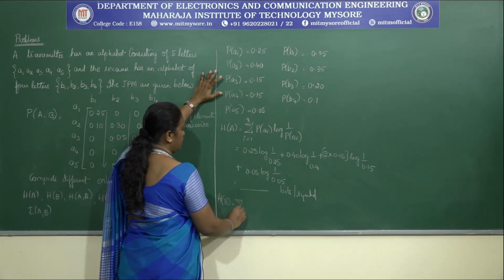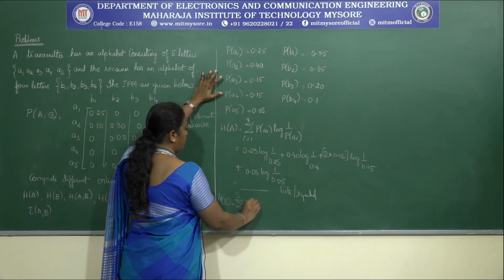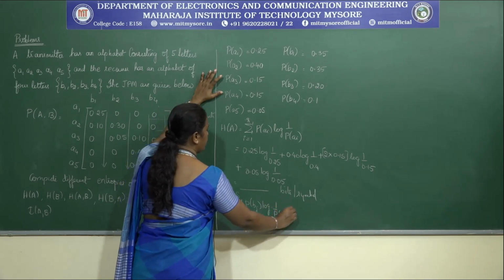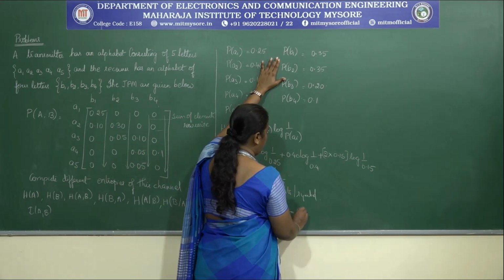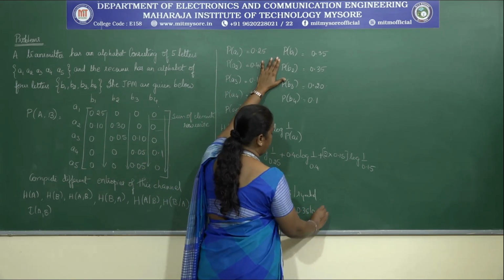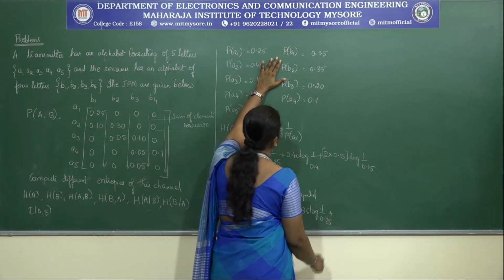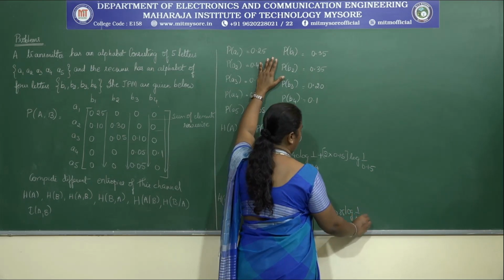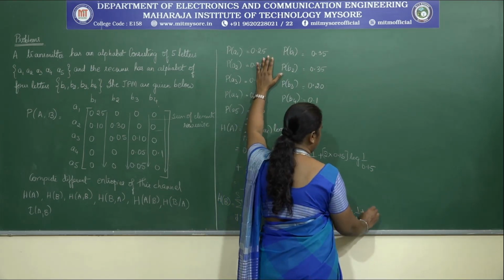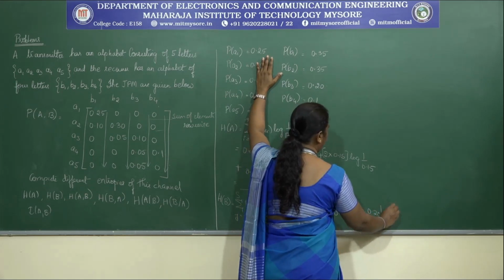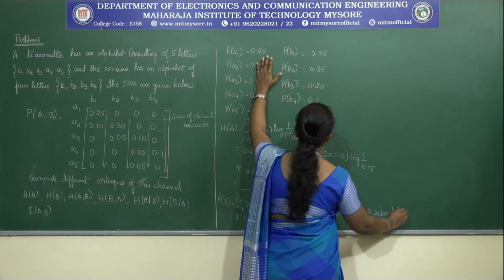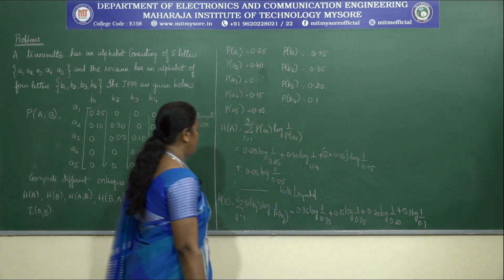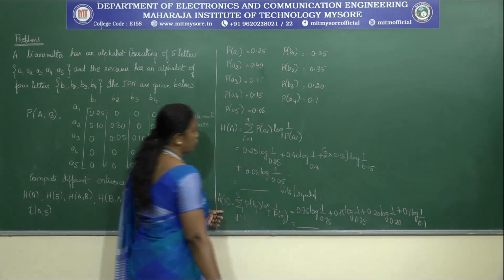Okay. Next we need to calculate your H of B. H of B is given by the summation of j equals 1 to s, P of bj log of 1 by P of bj, which is nothing but 0.35 log of 1 by 0.35 plus 0.35 log of 1 by 0.35 plus 0.20 log of 1 by 0.20 plus 0.1 log of 1 by 0.1. Okay, so if you simplify this, you will get your H of B.